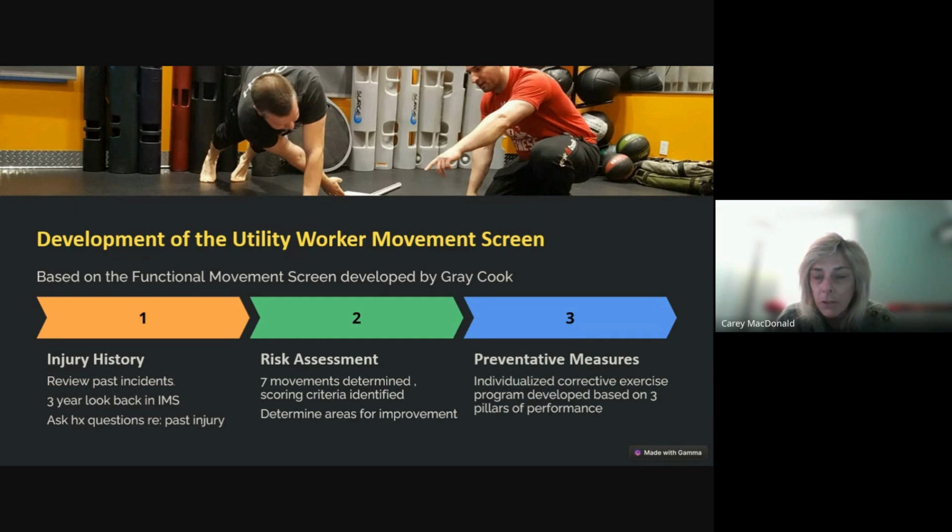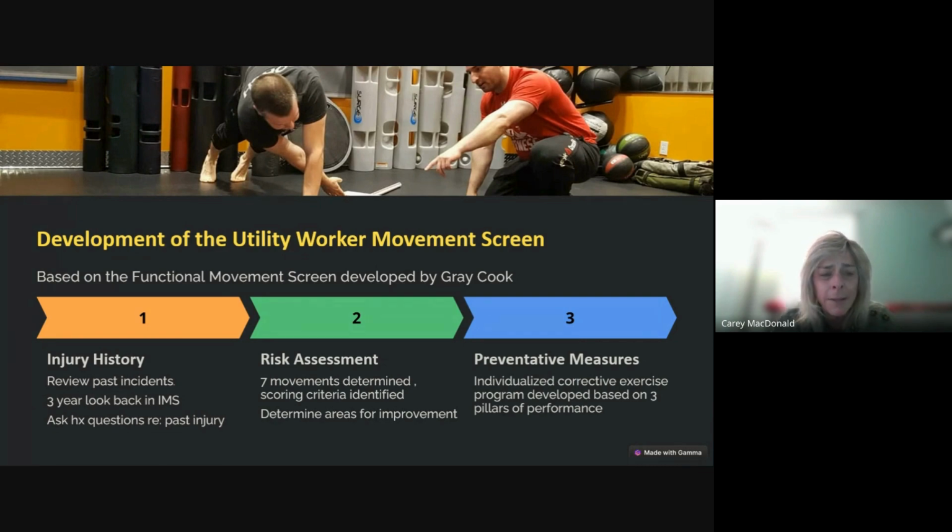We needed to get a history of what, in our setting, are the most common injuries that we're seeing and that are becoming recordable or keeping people out on long-term disability. So we did a 3-year look back of our company's incident management system. And it came down to, should be no surprise to most people, shoulder, cervical, lower back, and knee as our 4 main components.